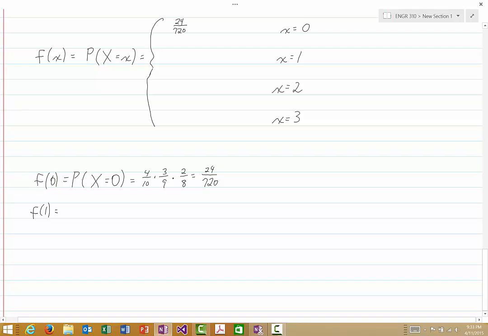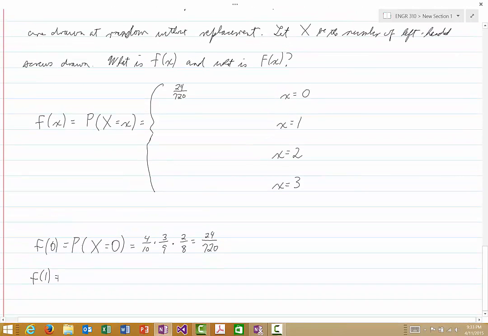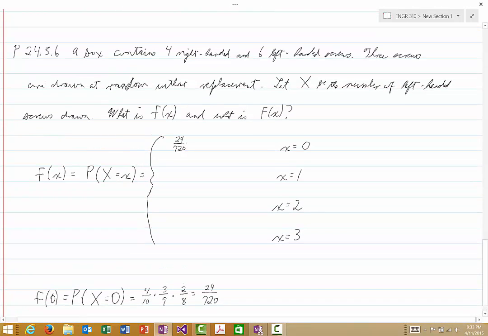Well, there are 3 ways that we could get 1 left-handed screw. We could have the first one left-handed and then the next 2 right-handed. Or we could have the first one right-handed, the second one left-handed, and then the third one right-handed. Or we could get each of the first 2 as right-handed and then the third one is left-handed. So there's 3 different ways that we could obtain exactly 1 left-handed screw. And let's go ahead and find out the probabilities for all 3 of those outcomes.